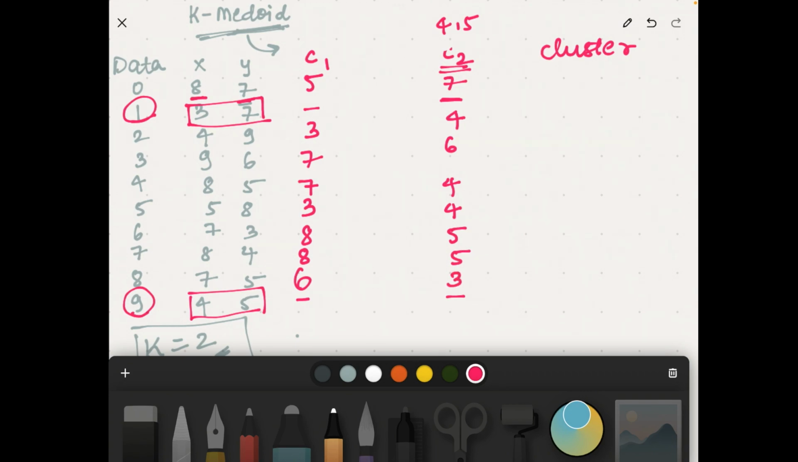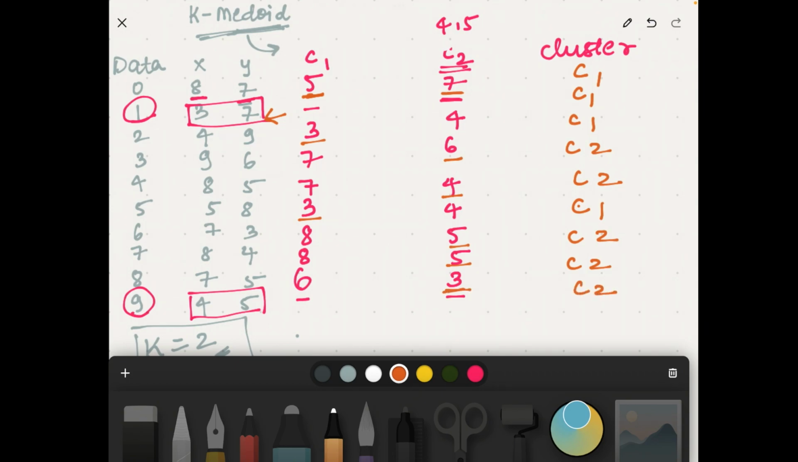Now we are going to compare these two. So 5 and 7, the least one is 5, so this is going in C1. Now this was the medoid, so this one will obviously be in C1, right? This is also going to be in C1. This will be in C2. This again C2. This will be in C1. This is going to be in C2. The next one is in C2, and the next one is also in C2, and the last one, of course, that was the medoid, so this is going to be in C2.